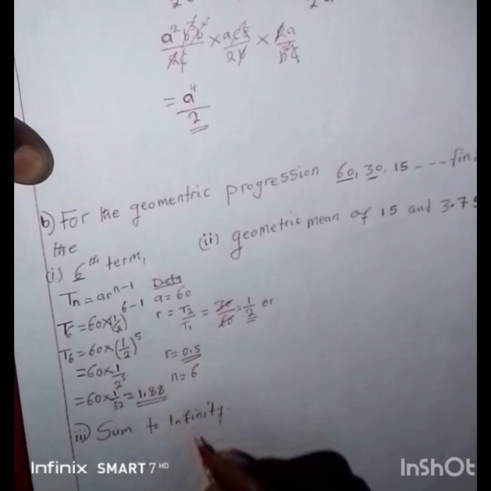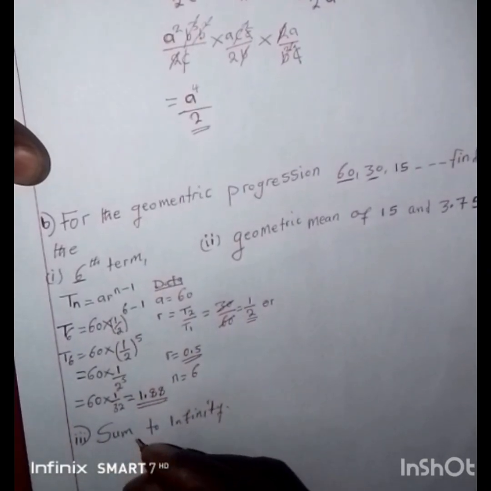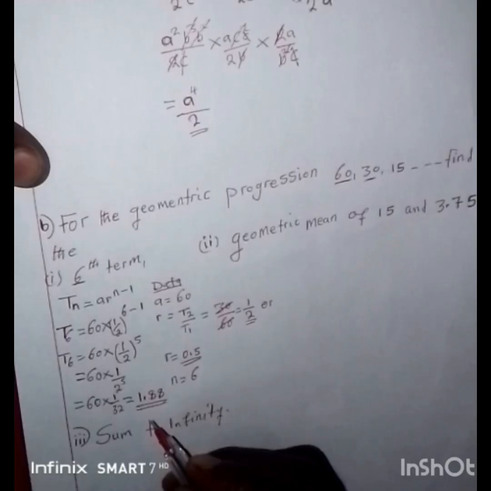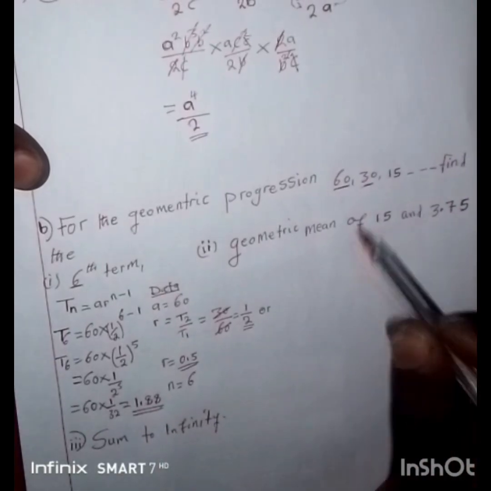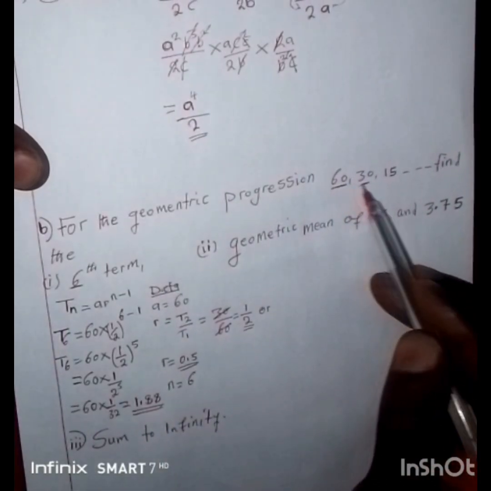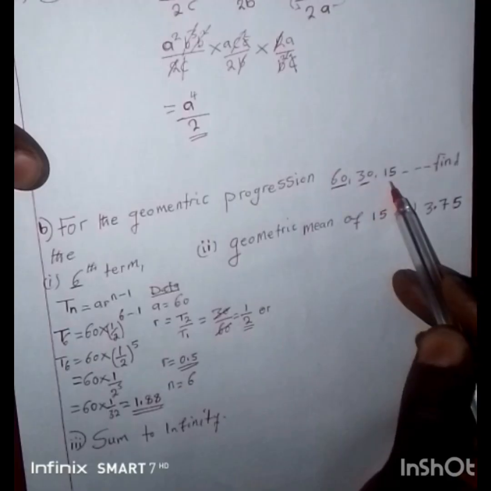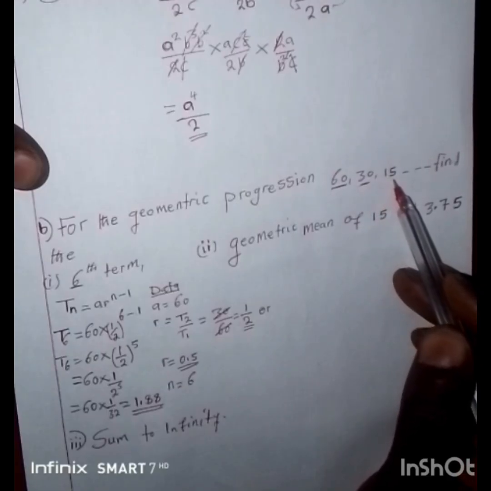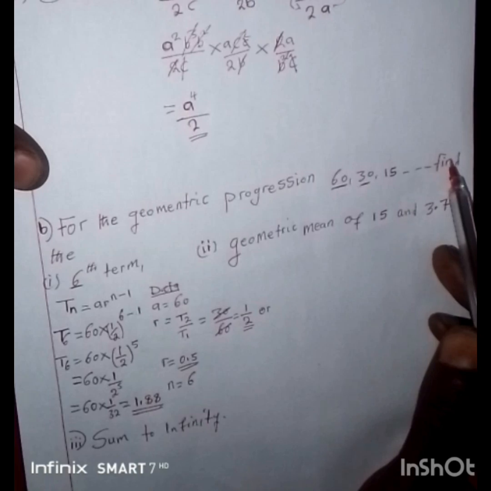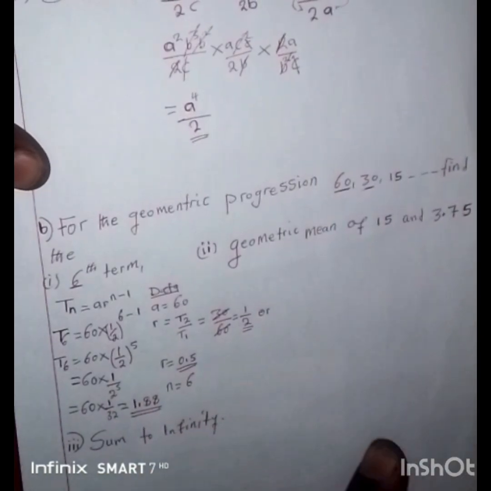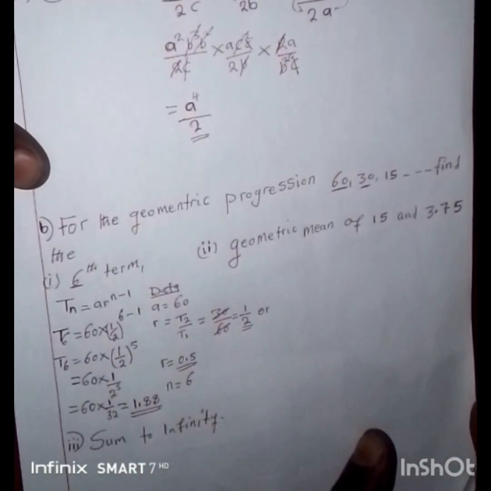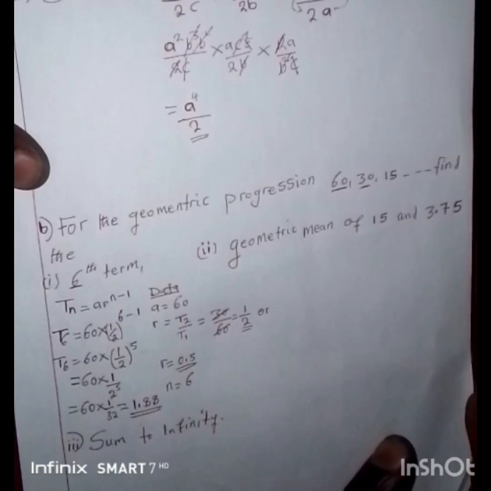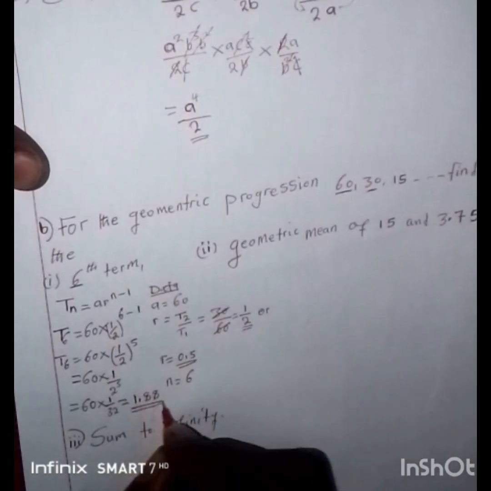and that is the 6th term. So this is the value for the 6th term. If you have got first term is 60, second term is 30, third term is 15, then you have to know that the 6th one will be 1.88, and that is the correct answer on the first question.